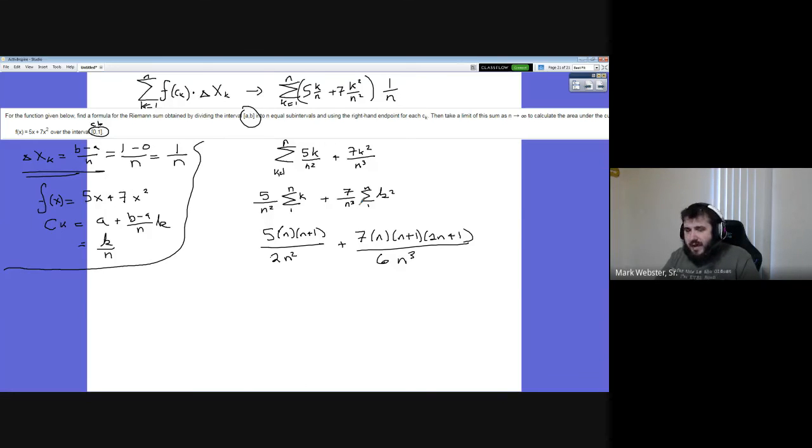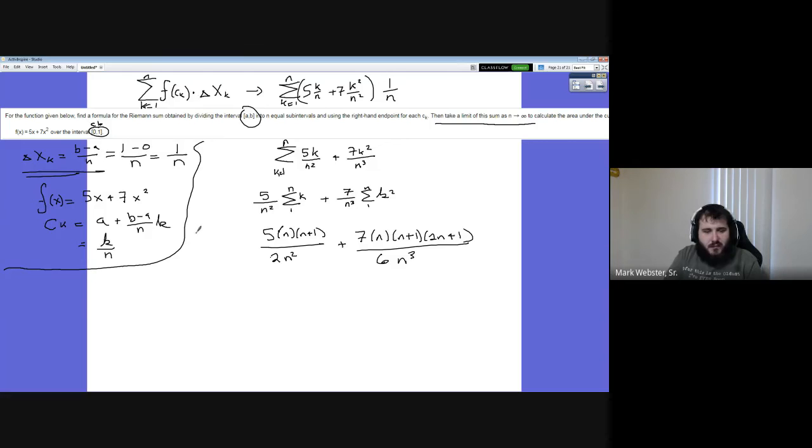So in theory, if I had any number of rectangles, I could just plug that in and see what my answer was. But those would all be approximations. I want there to be so many rectangles that I have the exact area. So what am I going to do? I'm going to read what it says. It says, then take the limit of this sum as n goes to infinity.